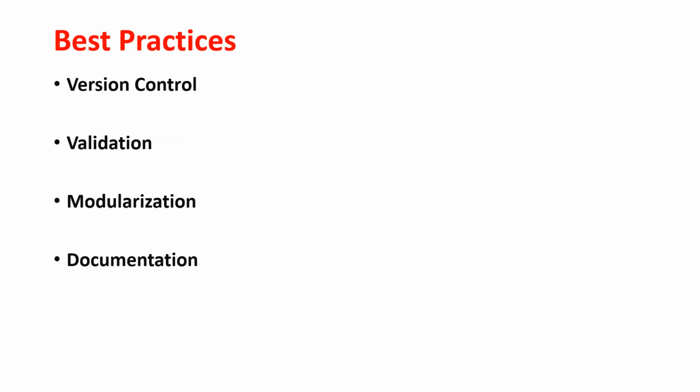Let's talk about the best practices. To ensure your CloudFormation templates are effective and maintainable, follow these best practices. Version control: we should track changes to our templates using version control systems like Git. Validation: validate templates before deploying using tools like the AWS CLI or CloudFormation linter. Modularization: break templates into smaller, reusable components to simplify management and reuse across projects. Documentation: add comments and descriptions to templates to make them easier to understand and maintain.